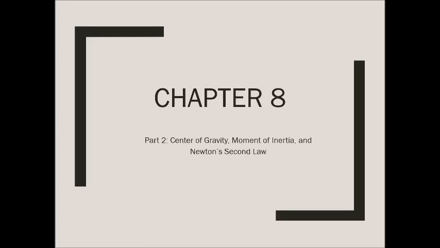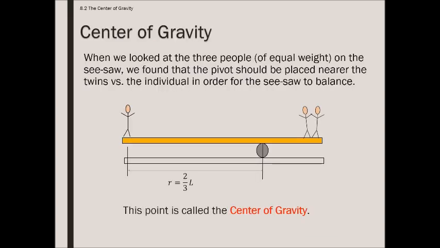The second part of Chapter 8, we're going to continue our discussion of rotation, but now look at what the center of gravity is and what that means. Where is the center of something? Usually it's going to be in the center, and how that affects the moment of inertia based on how we're spinning. And then once we can find the moment of inertia, which is basically a rotational mass, we can use Newton's second law for rotation.